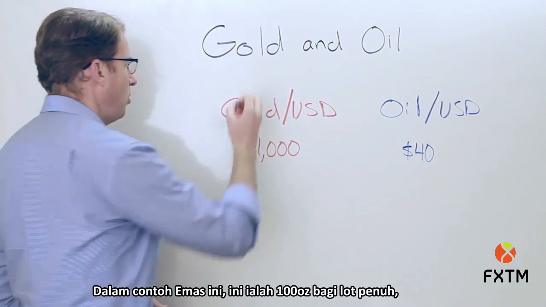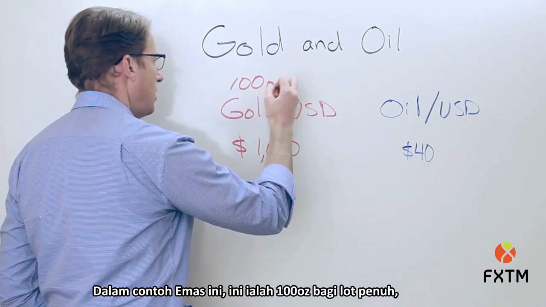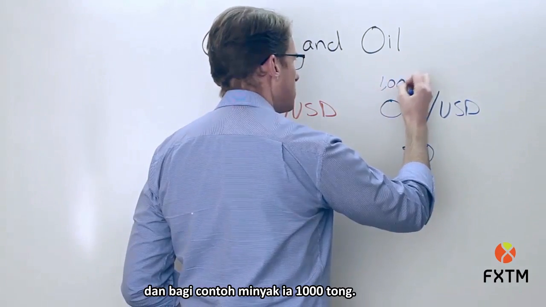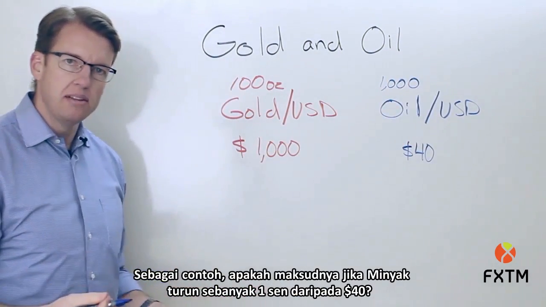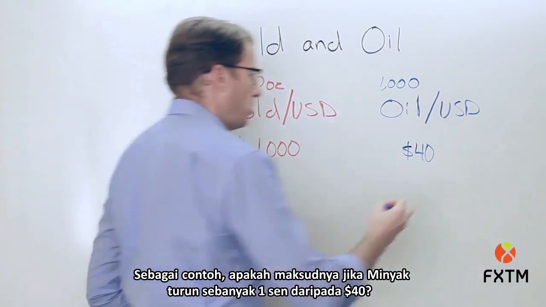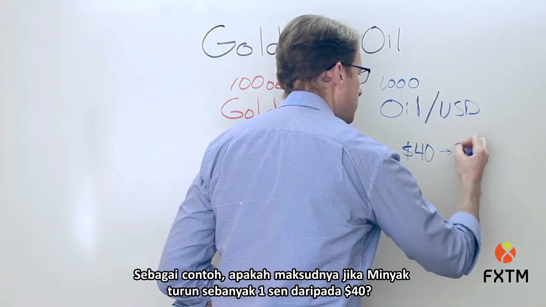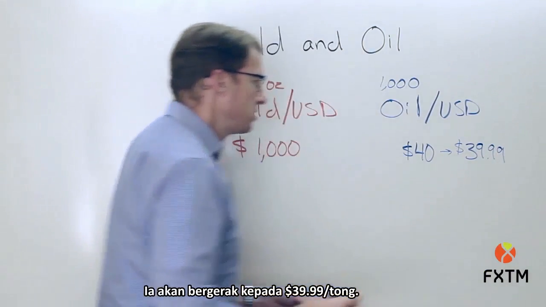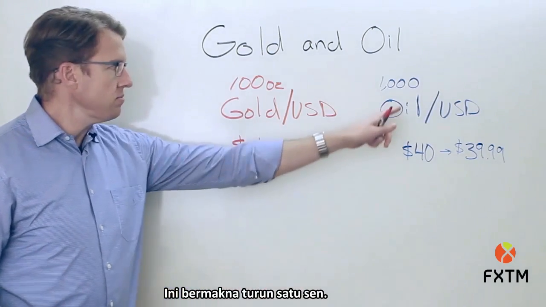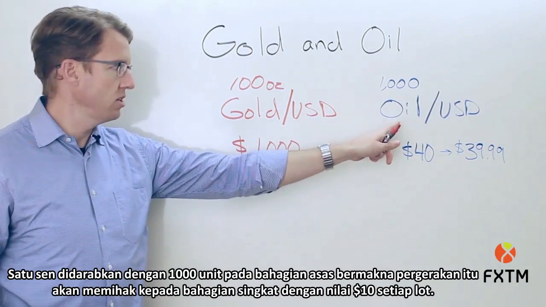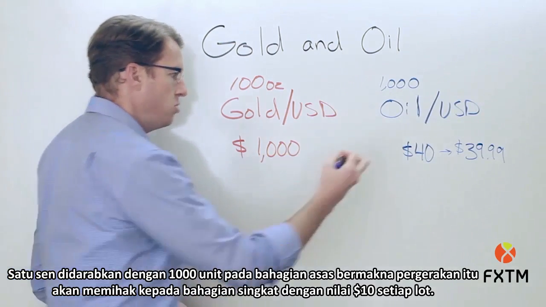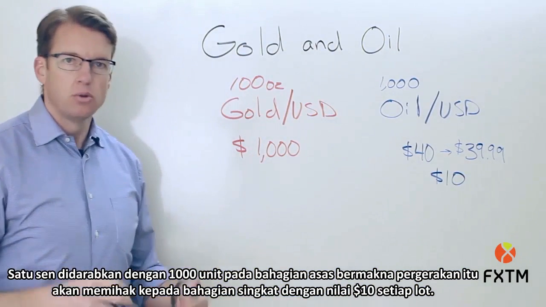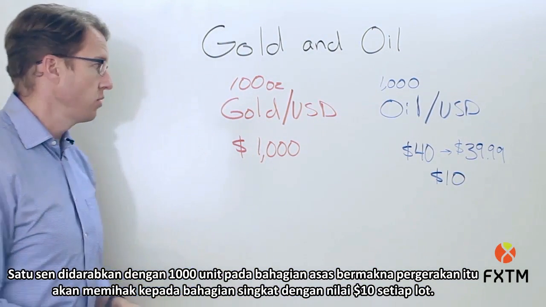In the case of gold, this is 100 ounces for a full lot, and in the case of oil, it's 1,000 barrels. So if oil were to go from $40 and move just 1 penny to $39.99 a barrel, it dropped by 1 penny. Well, 1 penny times 1,000 units on the base side means that move would be in favor of the short side to the tune of $10 per lot, or of course adverse to the long side for $10.